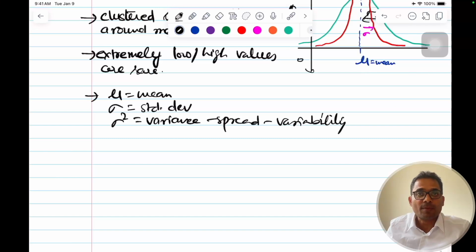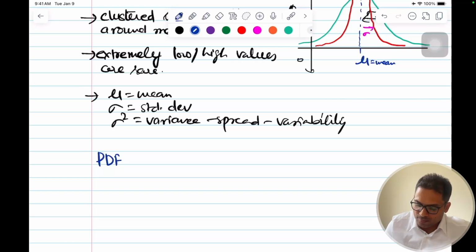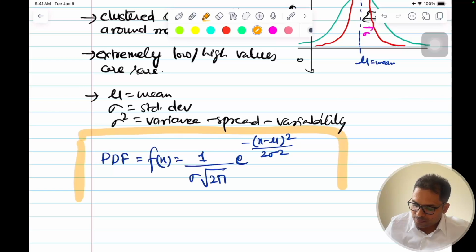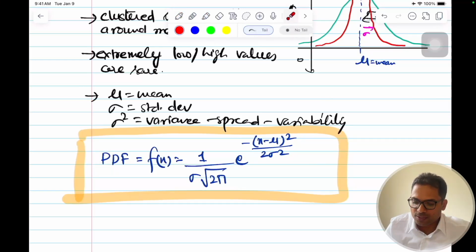So we have the formula. The probability density function of a Gaussian is given by, okay, let me write the PDF first. PDF is given by f of x is equal to 1 by sigma into root 2 pi, into e to the power minus (x minus mu) whole square by 2 sigma square. So this has been derived, and there are a lot of beautiful properties of this.